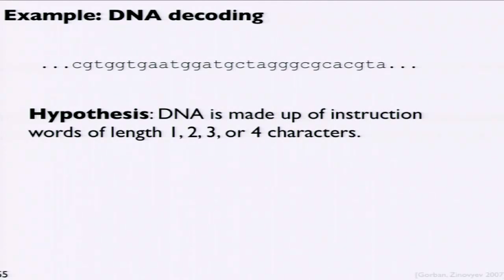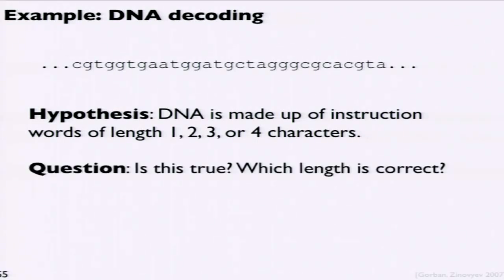So here what we have is a string of DNA, A's, C's, T's, and G's. And so we might think, hey, what if DNA is made up of sort of instruction words, like some sort of code? I'd like to put that hypothesis forward. Maybe this GAA means something, and this TGG means something. And that's how DNA is really structured. How could we test if that's true? Is that something that we can play around with?